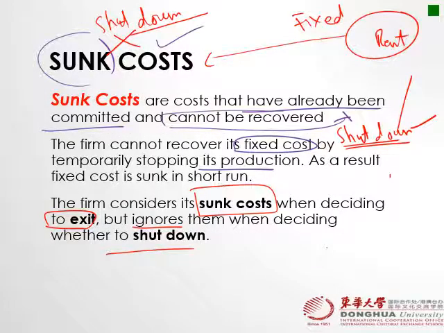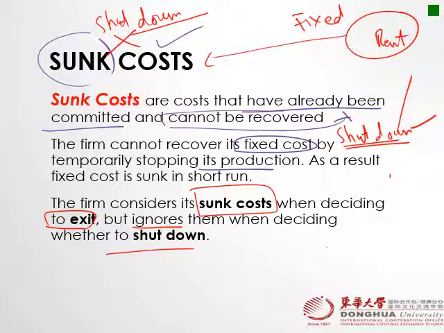Now the concept of sunk cost. What do we mean by sunk? Which is already drowned, right? Sunk costs are costs that have already been committed and cannot be recovered. That's the point: they cannot be recovered. It means you already paid for that, and that cost is gone. So the firm cannot recover its fixed cost by temporarily stopping its production, right?